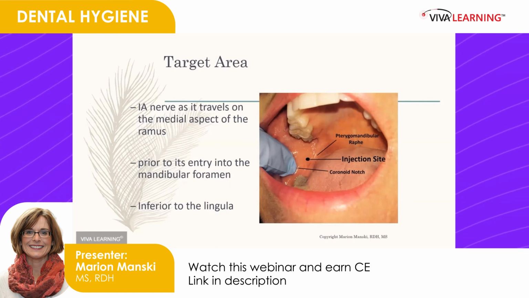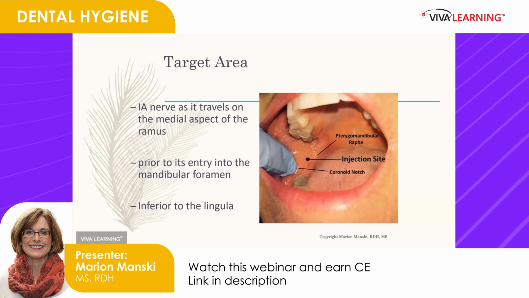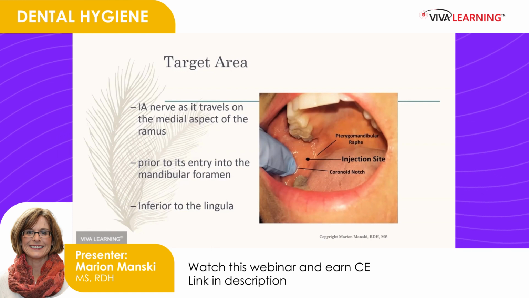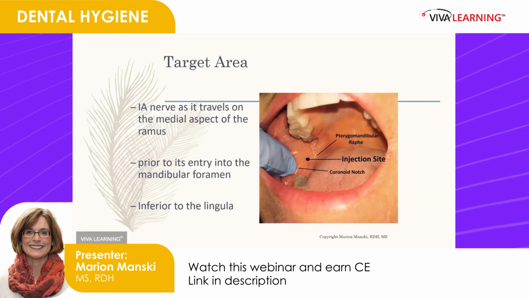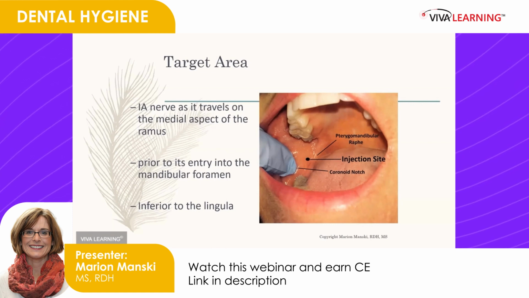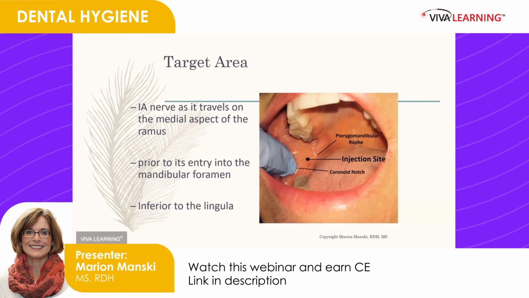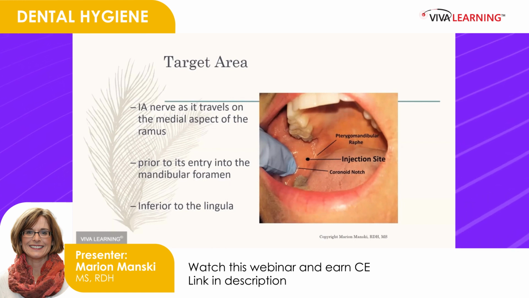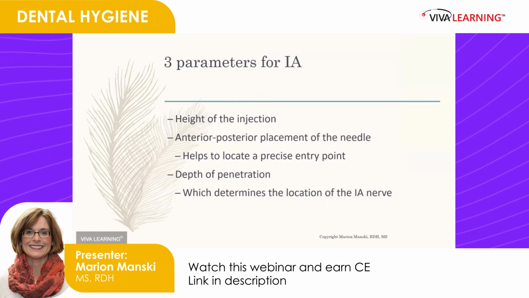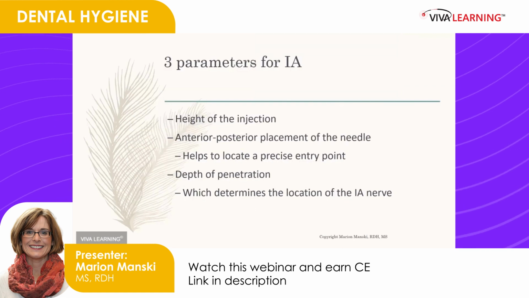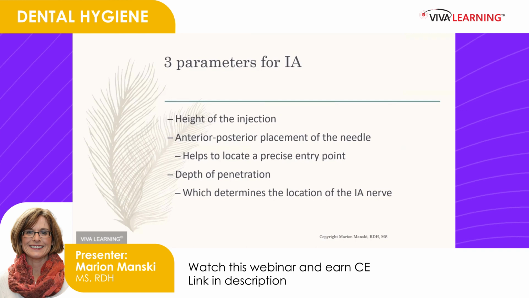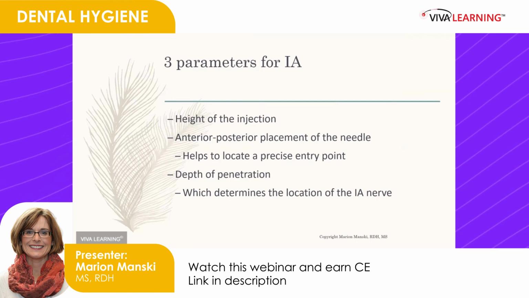Then I'm going to look for the pterygomandibular raphe. You could see it in that picture there. Think of it like a piece of muscle or guitar string-ish looking, but they have to open really wide because otherwise you won't see it. So if I have my thumb or finger on the notch, I'm going to measure 3/4 from my coronary notch or 1/4 from the raphe, and that's my vertical intersection of where the injection site is going to be. So the 3 parameters I think about are the height of injection, the anterior-posterior placement of the needle that helps to locate that precise entry point, and the depth of penetration, which determines the location of the IA nerve.